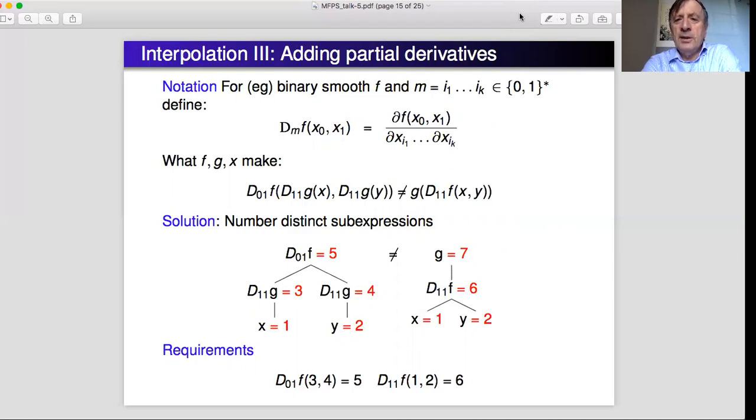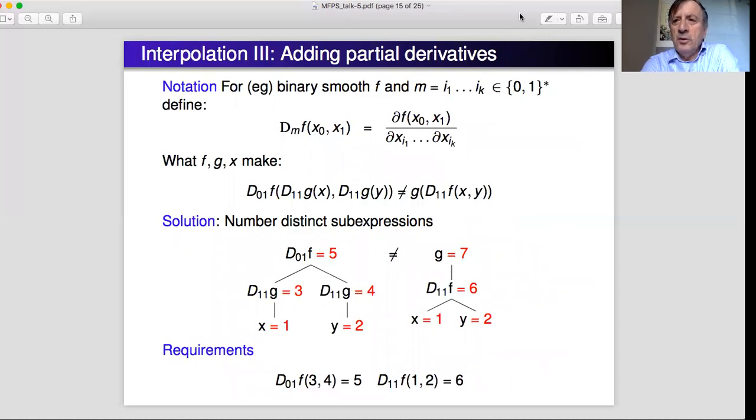So if m is a sequence of zeros and ones, that means differentiate. Well, the last one is the first thing to differentiate. So if it's, for example, d01, that's dx0 by d1 of f, and we're applying that to x0 and x1 in that case. So we have a standard notation for iterated partial differentiation.